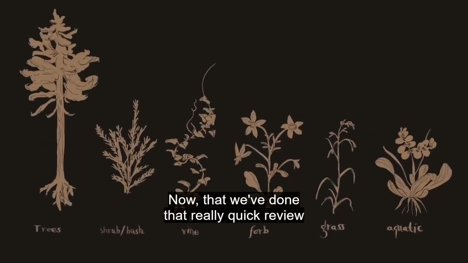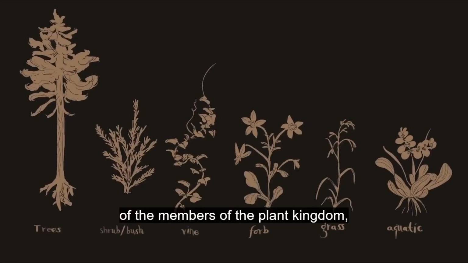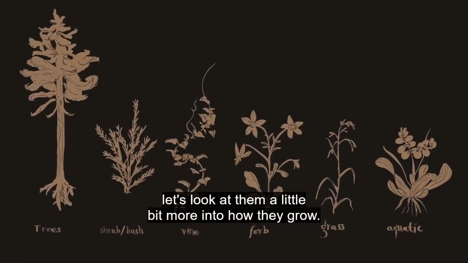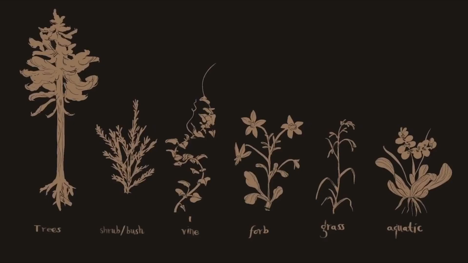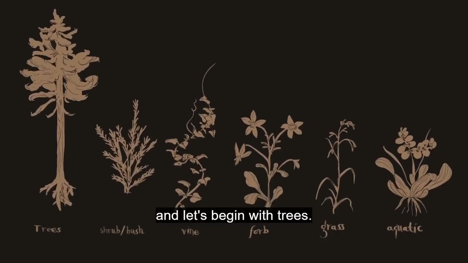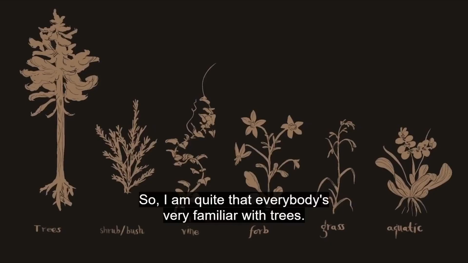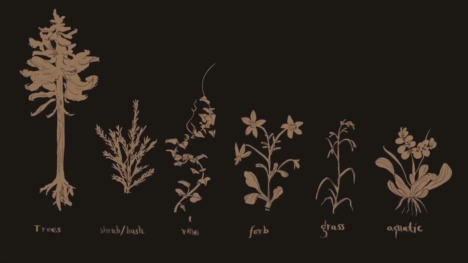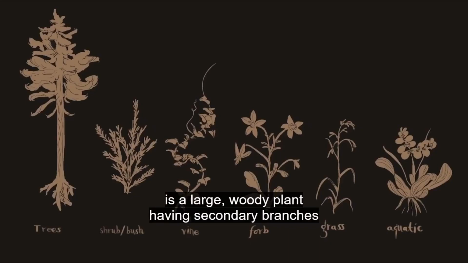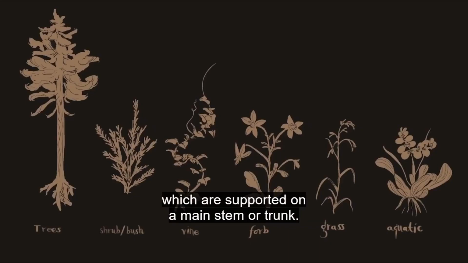Now that we've done that really quick review of the members of the plant kingdom, let's look at them a little bit more into how they grow. So we have this very simple classification system, and let's begin with trees. I am quite sure everybody's very familiar with trees. The description that will be used in this case is a large woody plant having secondary branches which are supported on a main stem or trunk.